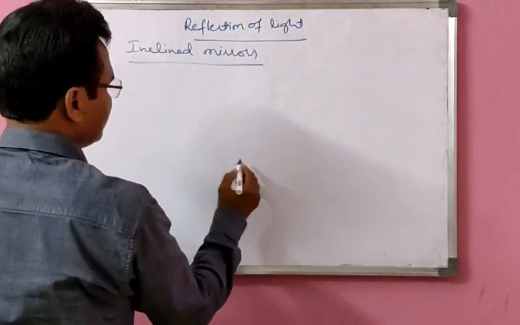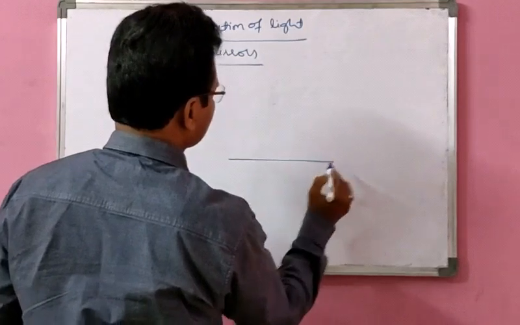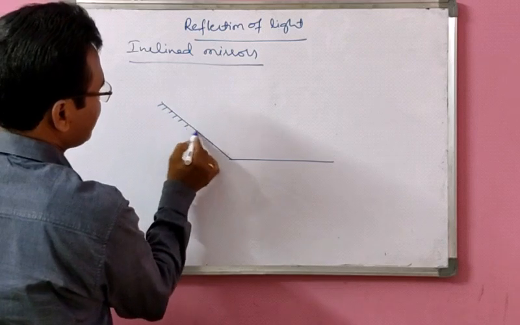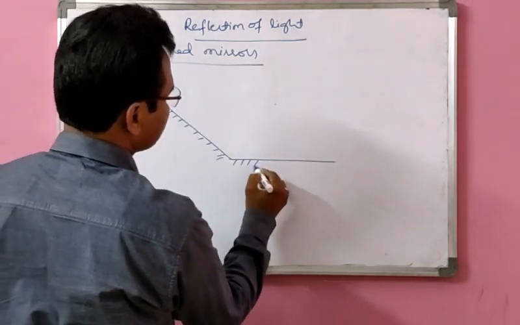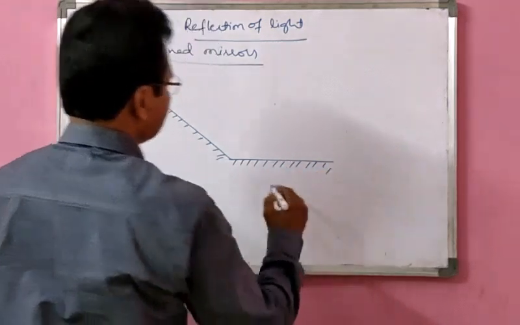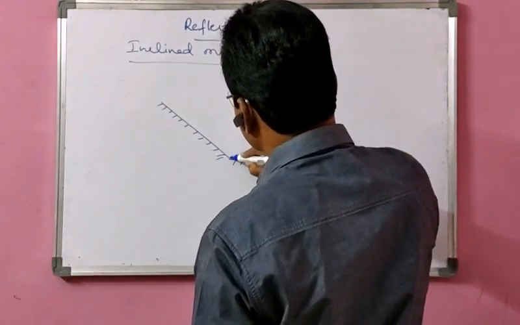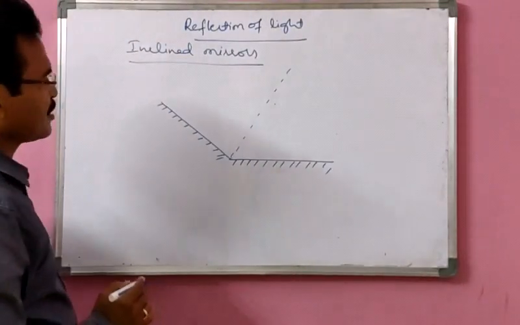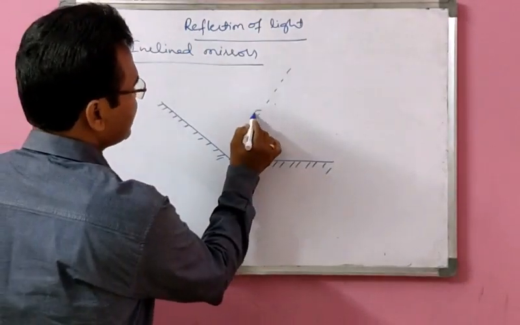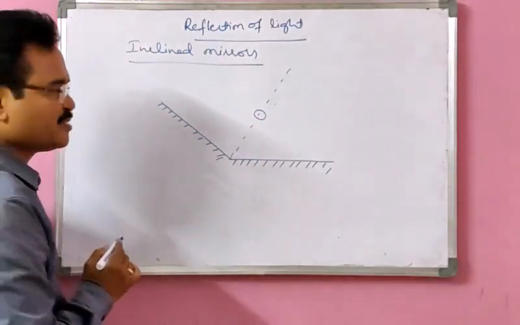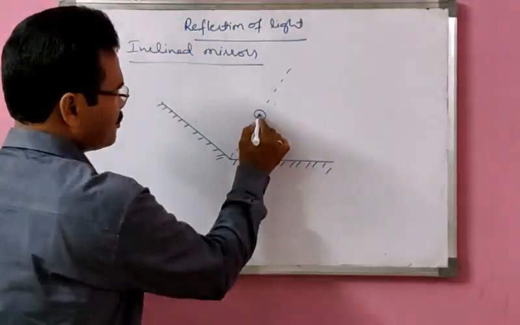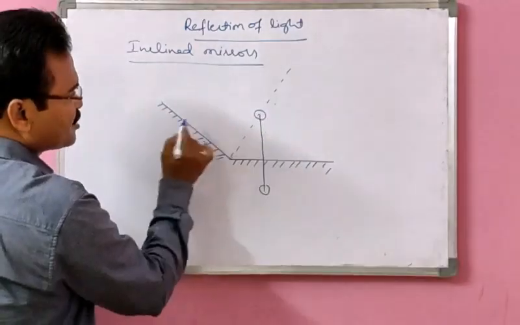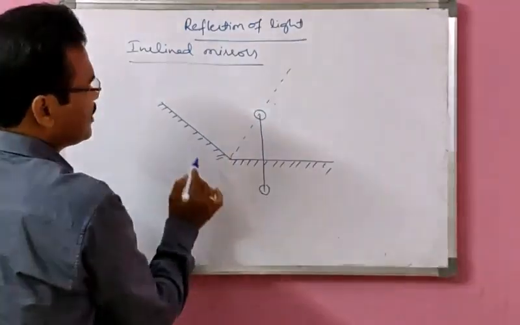Now see here, I'm taking two mirrors which are inclined at 120 degrees, and this is the angle bisector. If the object is placed here on the angle bisector, the first image due to this mirror will be formed here. For the second image, you have to take the perpendicular here.